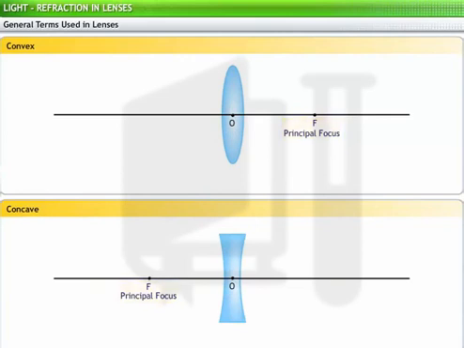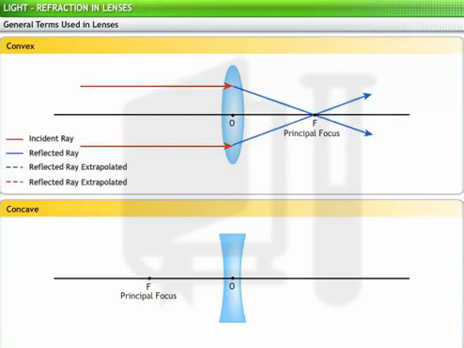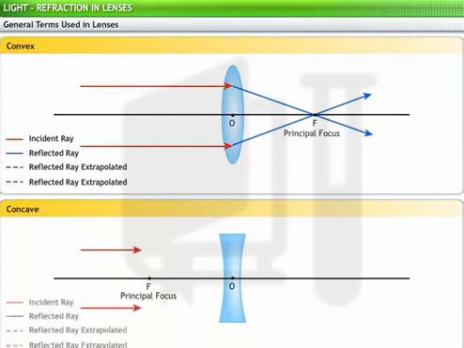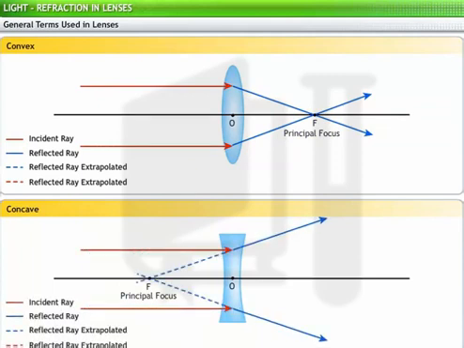Principal focus. Principal focus is a point on the axis of a lens. This is the point where a beam of light parallel to the principal axis after getting refracted meets in a convex lens or appears to meet when produced backwards in a concave lens. Principal foci occur on both sides of lenses. Principal focus is also known as the focal point. In the figure here, F1 and F2 are the 2 principal foci.